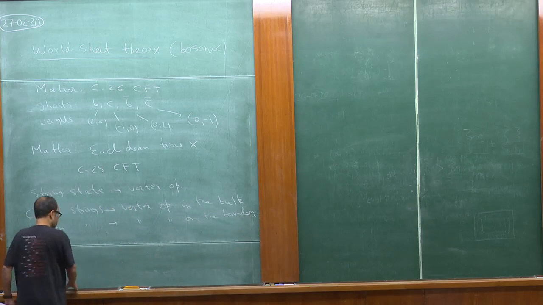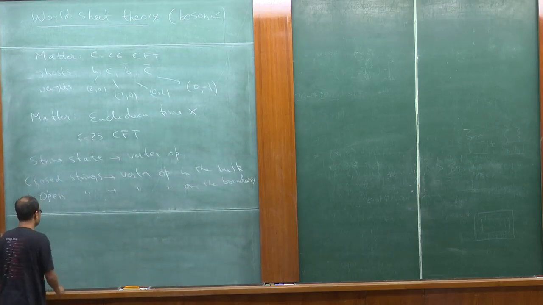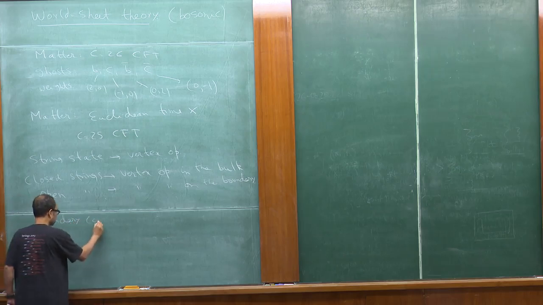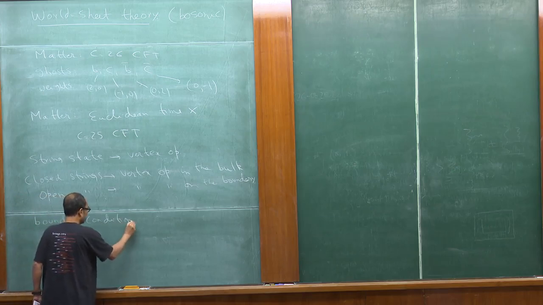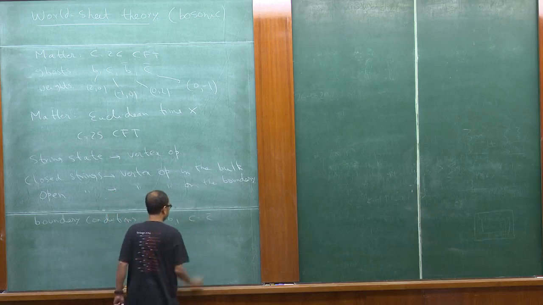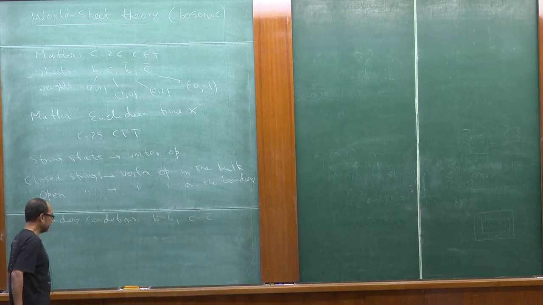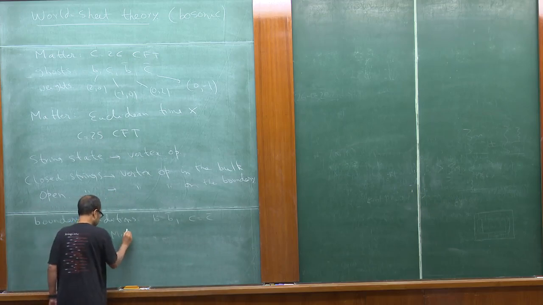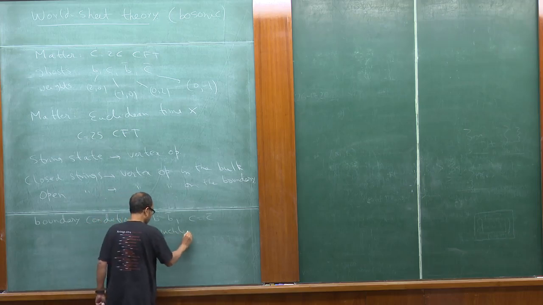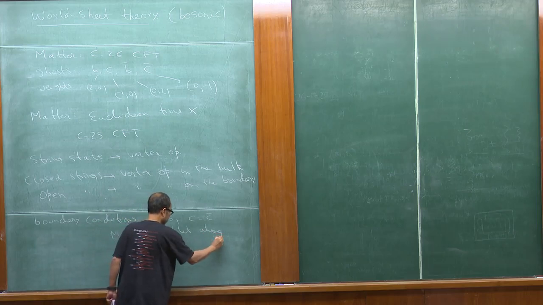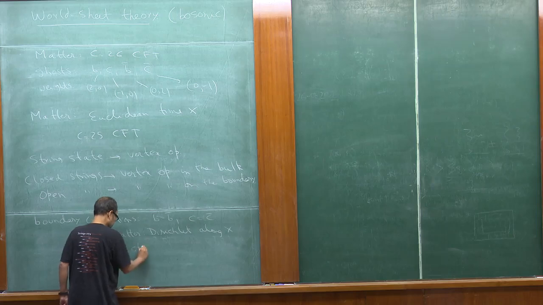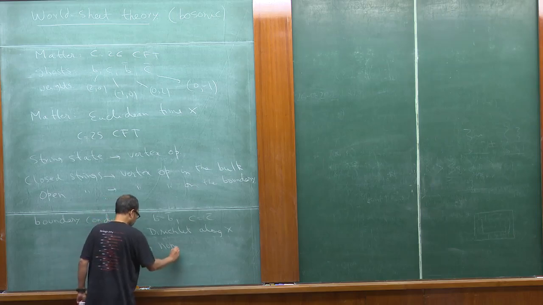Okay. Let me also say something about the boundary conditions. So, the boundary conditions, in the ghost sector we put b equal to b bar, c equal to c bar, and on the matter we just use Dirichlet, Dirichlet along x, because that is certainly a non-compact direction, and other non-compact directions which we will not care about for now.